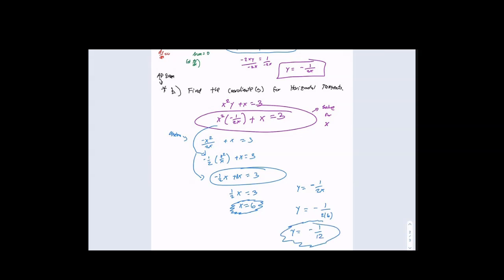Good. So y, we know the relationship that y equals negative... I mean, Ariana really likes to say 1 over negative 2x. I like to say negative 1 over 2x. It's the same thing. And so the answer here is 6 comma negative 1/12.